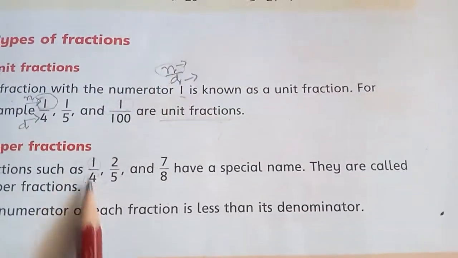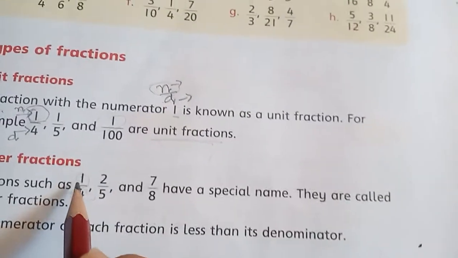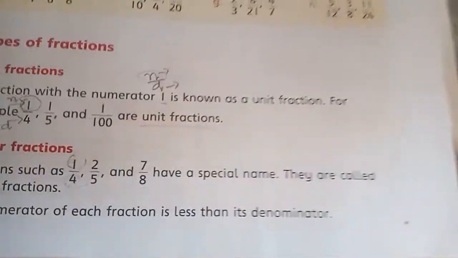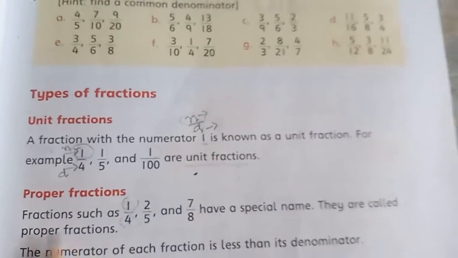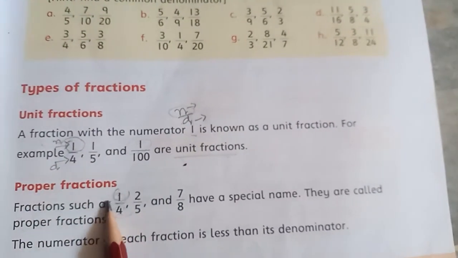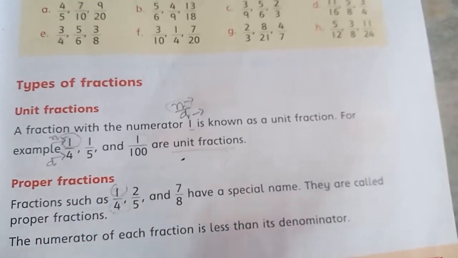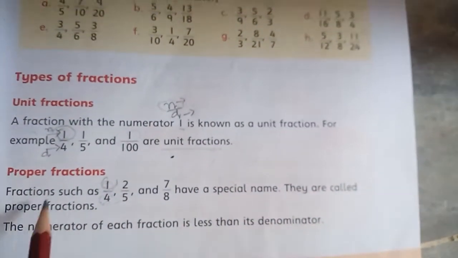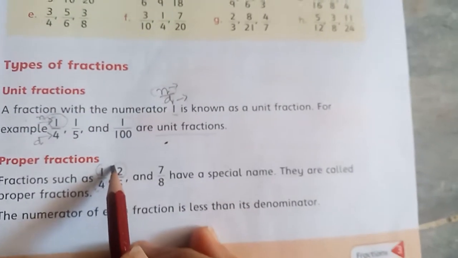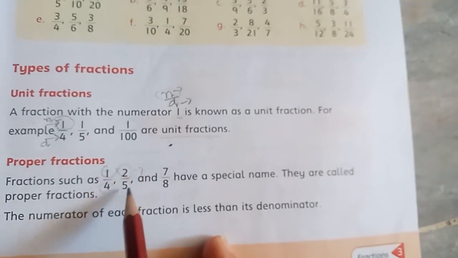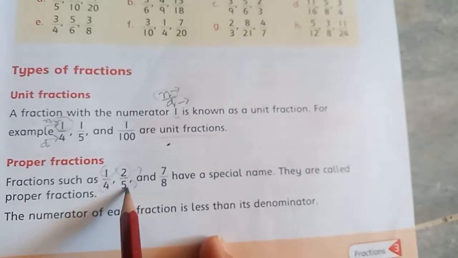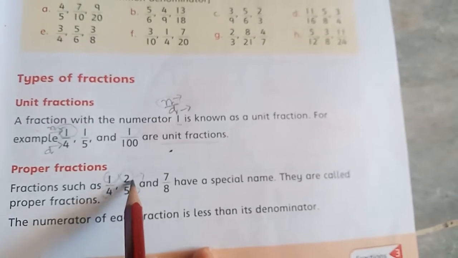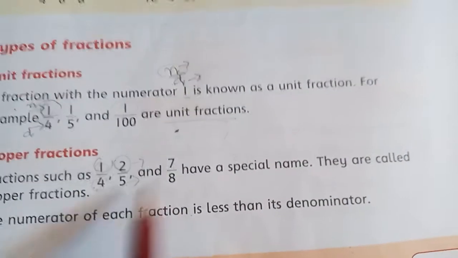What are the proper fractions? Fractions such as 1 divided by 4 and 2 by 5. In a proper fraction, any fraction in which the numerator, the upper term, is smaller and the denominator, the lower term of the fraction, is greater, is known as a proper fraction.